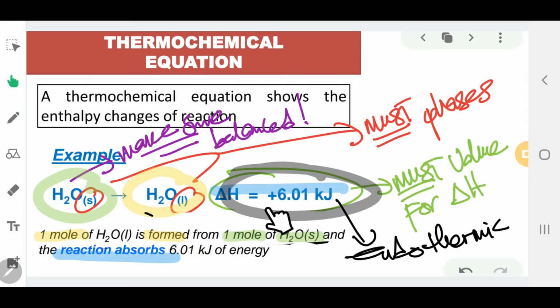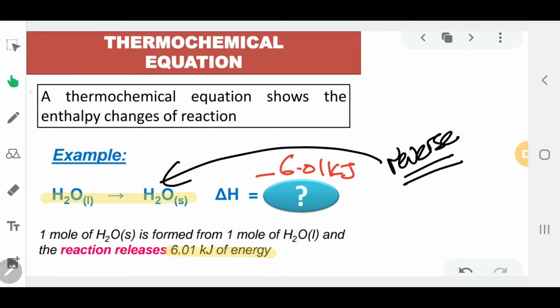You have positive because you need to absorb energy in order to melt the solid water and make it liquid water. And when you reverse the reaction, the sign of delta H will also reverse. So that is what you need to know. When you reverse the reaction, the sign of delta H will be reversed, but the magnitude will remain the same.